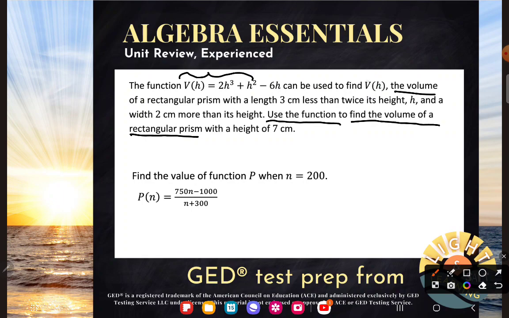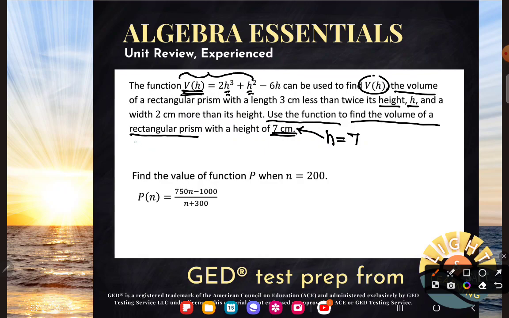Well, they said the volume was v of h. They're asking us to find this with a height of 7 centimeters. Guys, they told us height was h. They just gave us h. H is 7. And they gave us this function. It's an equation, basically, that's already solved for v of h. V of h is already alone, right? We just have that volume over there, and we know how to find it. We just have to plug in an h.